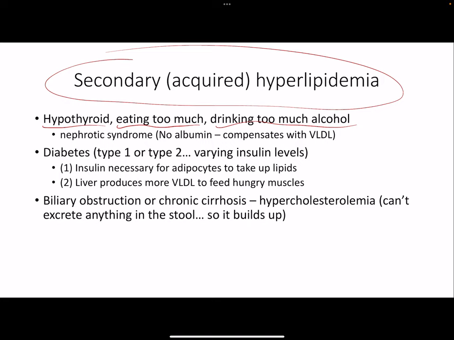Nephrotic syndrome, we need albumin to maintain osmotic gradients for capillary exchange. You're peeing out all of your albumin here. So your body compensates by generating some VLDL. It's just a warm body.